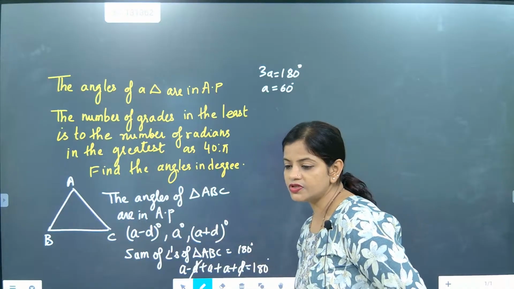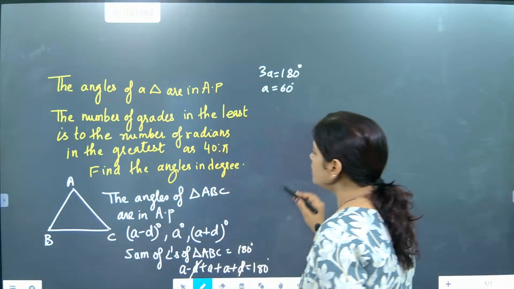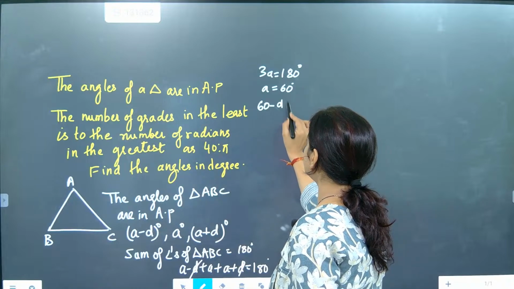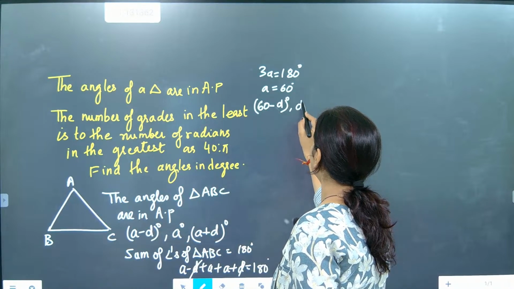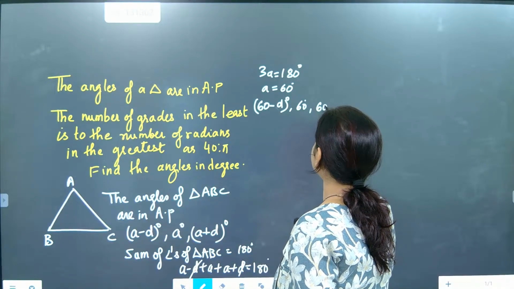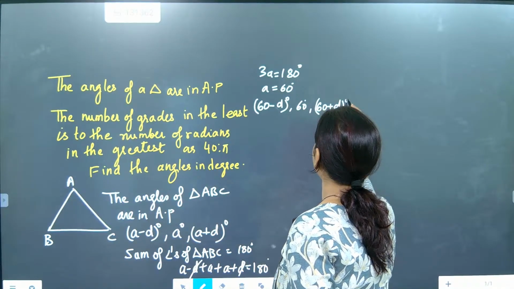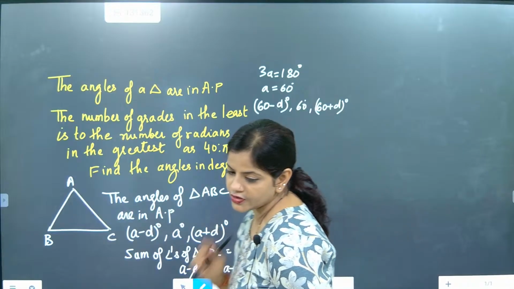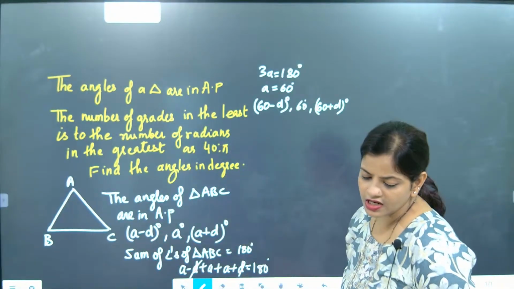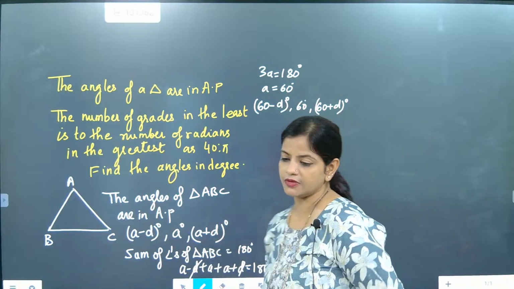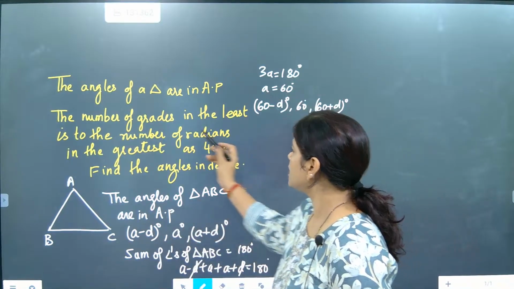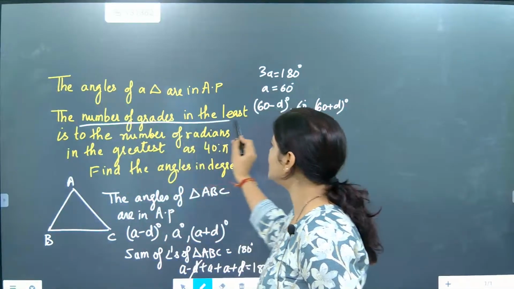So what will our three angles now become? Our three angles will become 60 minus D, 60, and 60 plus D, where A is the first term and D is the common difference. Till here these were the basic things we needed to do. Now we will read the statement.